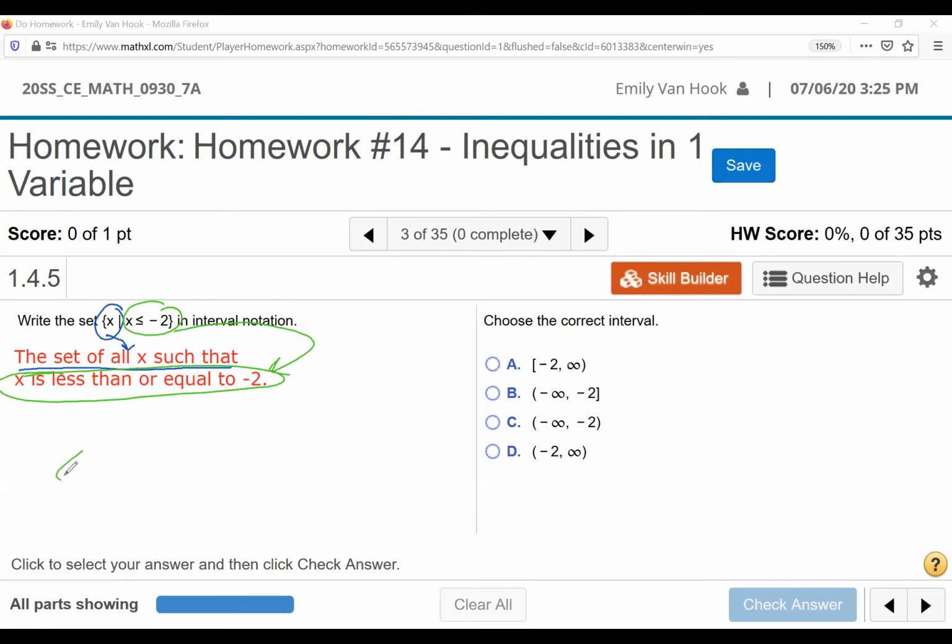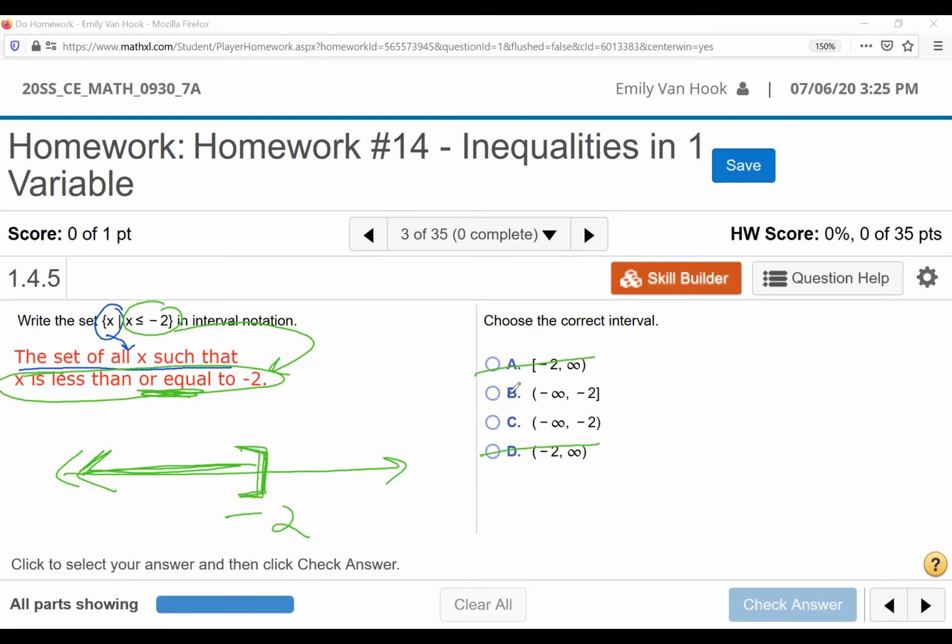So let's quickly sketch that on a number line. Here's -2. We'd be going to the left because it's less than. Because it's less than or equal to, we would be including that -2 with that square bracket. So take a look at my number line here. My arrow is going to the left. I have a square bracket around the -2. Now I have these choices. Choose the correct interval. I should choose one that's going toward -infinity. So that rules out choice A and D here because those both are going to +infinity.